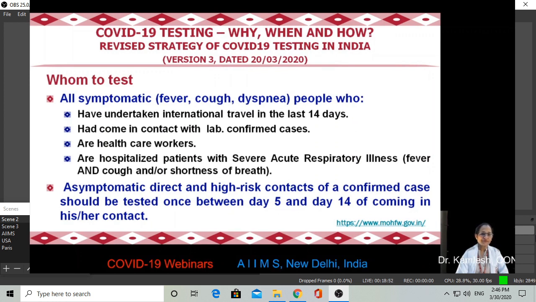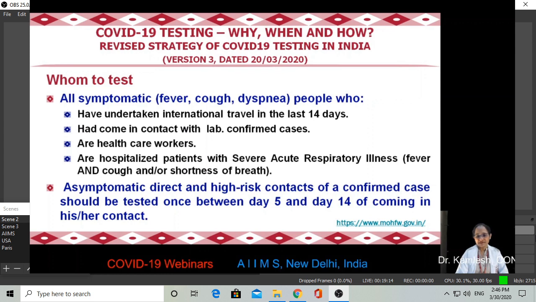All those symptomatic people who have undertaken international travel in the last 14 days, who have come in contact with lab-confirmed cases, who are healthcare workers, or who are hospitalized patients with severe acute respiratory illness, or as they call it, SARI.